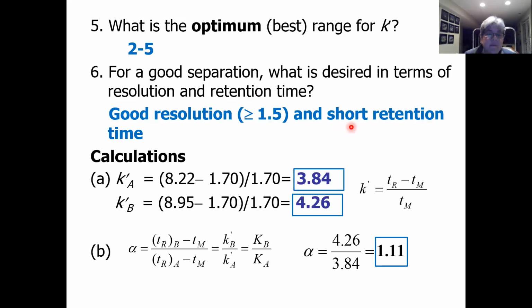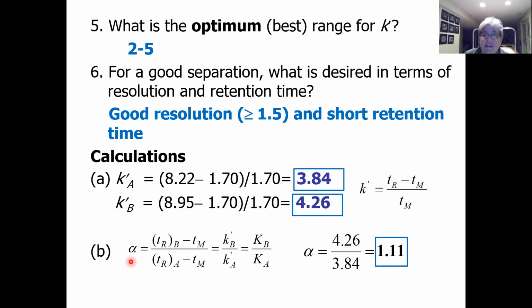And then the bulk of the quiz this time was calculations. They first asked for the retention factor for A and B. So here's the formula, and you should have had these two numbers. By the way, pay attention to my significant figures. Most of the time, I did not take off points unless you were really crazy with your significant figures, but you do need to pay attention to those.